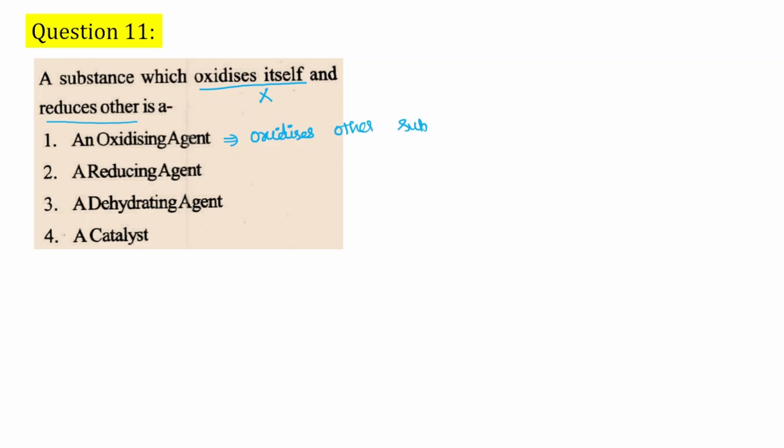When it is oxidizing other substances, themselves, that particular substance will undergo reduction. Same way, a reducing agent reduces other substances. So when reducing the other substances, themselves will undergo oxidation. So it's quite easy, right? An oxidizing agent is also called an oxidant. A reducing agent is also called a reductant.